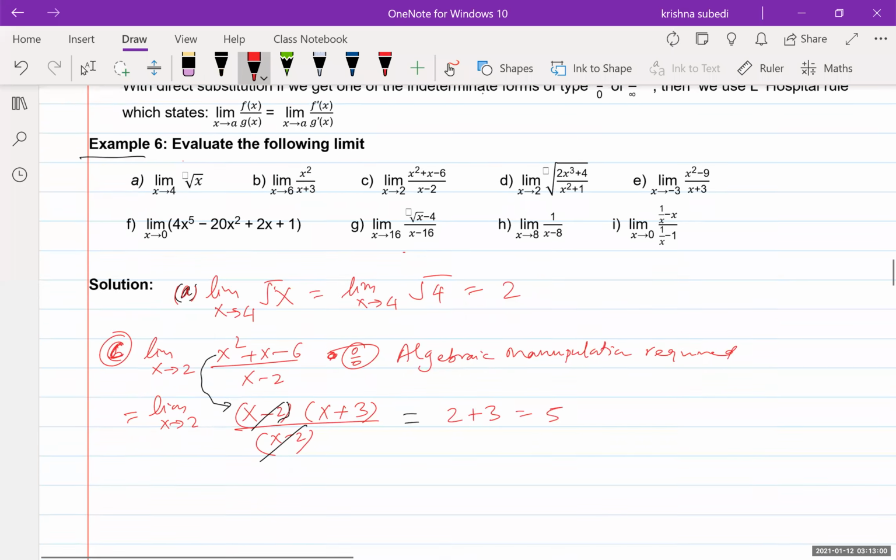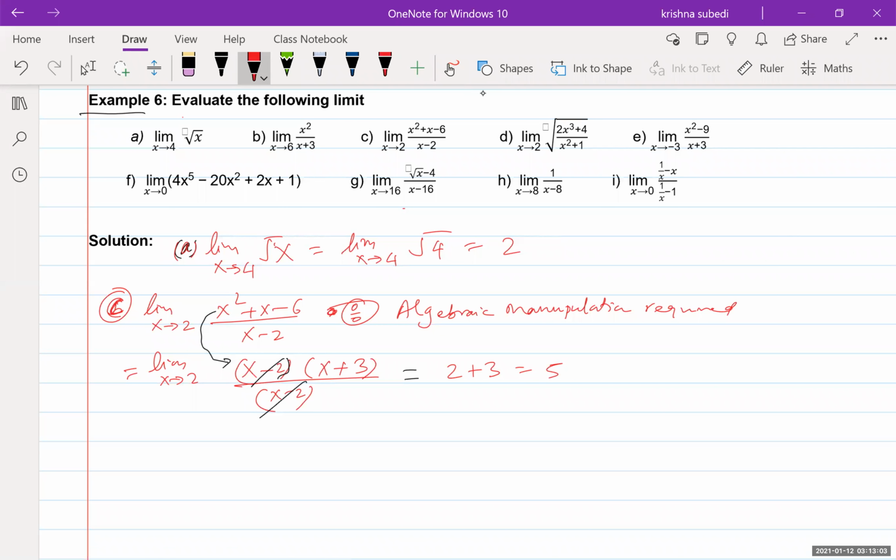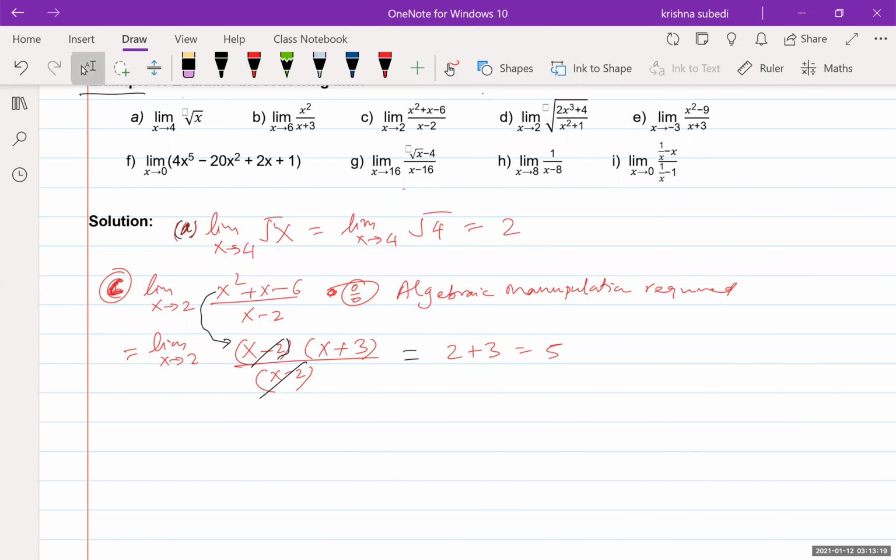Now let's try again. You can do this by the numerical method, you can do this by graphical methods, but I think the algebraic method is much easier compared to the others. That's what you said, so I'm following this algebraic method. Now let's try maybe part Z. Okay, guys, I want you to try this part Z. The question is limit x tends to 16 of square root x minus 4 over x minus 16.